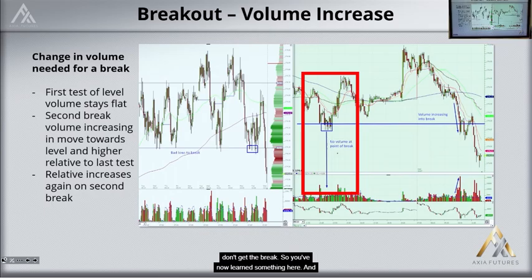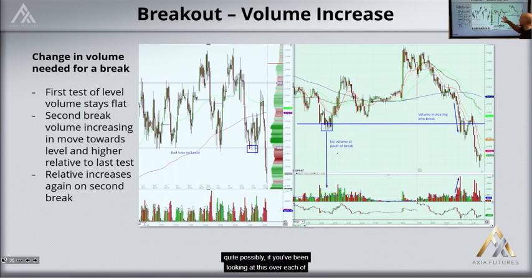So you've now learned something here. And quite possibly, if you've been looking at this over each of these other iterations, you will also have learned that there is a distinct lack of volume when you get down there, i.e. there's a lack of willingness to drive it through those prices. So next time, you know what you're looking for. You want to see volume, not flat like this at around 5,000 lots per 5 minutes. You want to see it increasing.